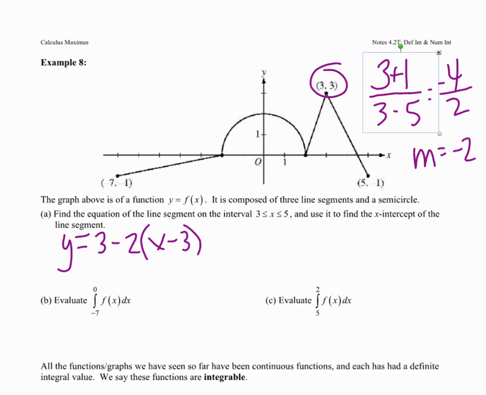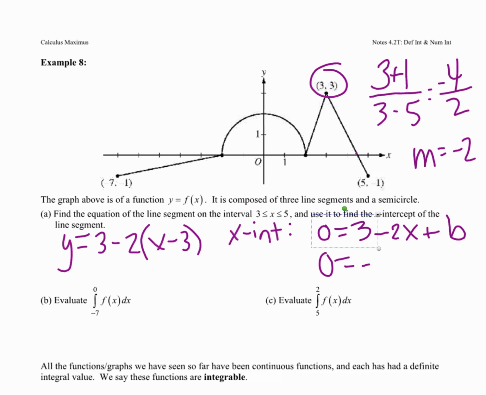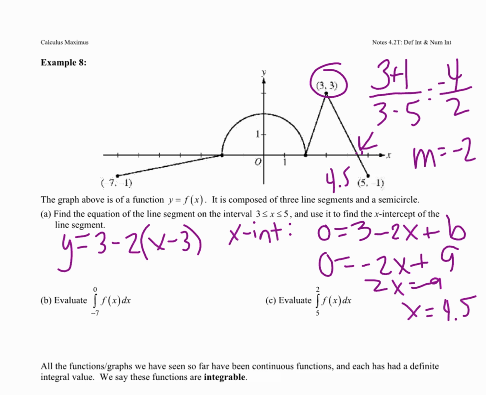It says use it to find the x-intercept of the graph. The x-intercept would be when y is 0. I guess I'll expand that. 0 equals -2x plus 9. So solving this, 2x equals 9, x equals 4.5. Exactly what we thought, but now we're sure. This is crossing right there at 4.5. Good to know. All right, so now we're going to evaluate an integral.